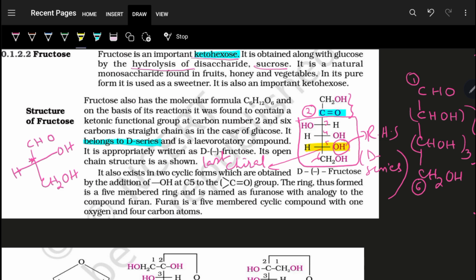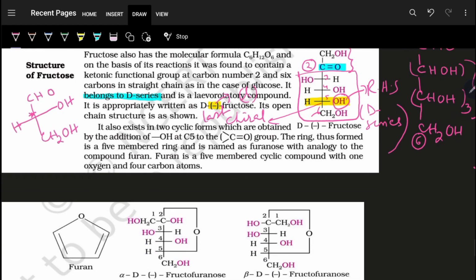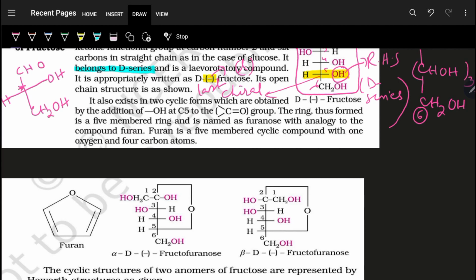And a point to note over here is that fructose has a levo-rotation. It shows a levo-rotation, so its optical activity is L or minus. So never write small d for configuration. Capital D is always configuration. Small d is always optical rotation. So for minus, you can also say this is L, that means levorotatory. Now, it also exists in two cyclic forms as you have seen in glucose, that is the alpha form and the beta form.